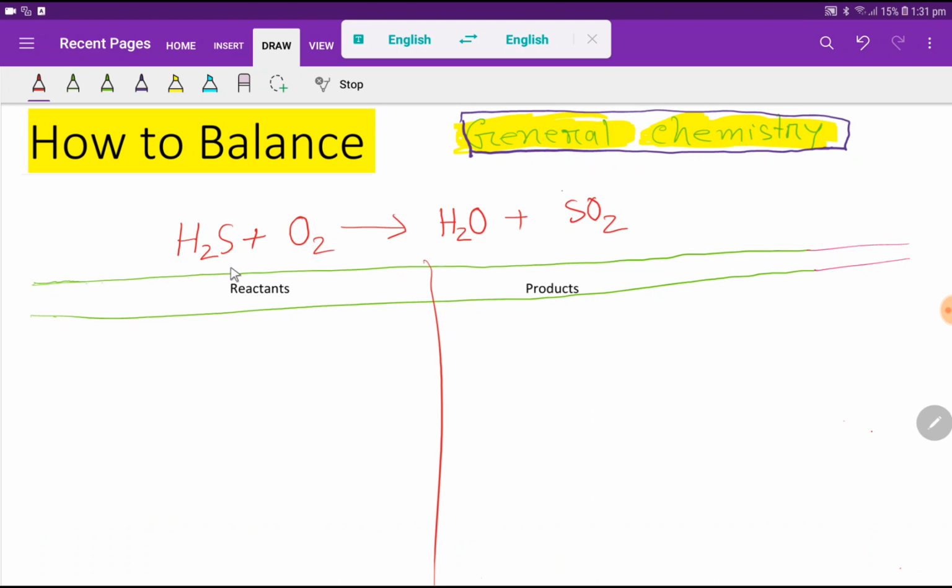Look, this is hydrogen sulfide, this is oxygen, this is water, and this is sulfur dioxide. Okay, to balance this reaction, at first we have to draw a table like this. This is reactant side and this is product side.